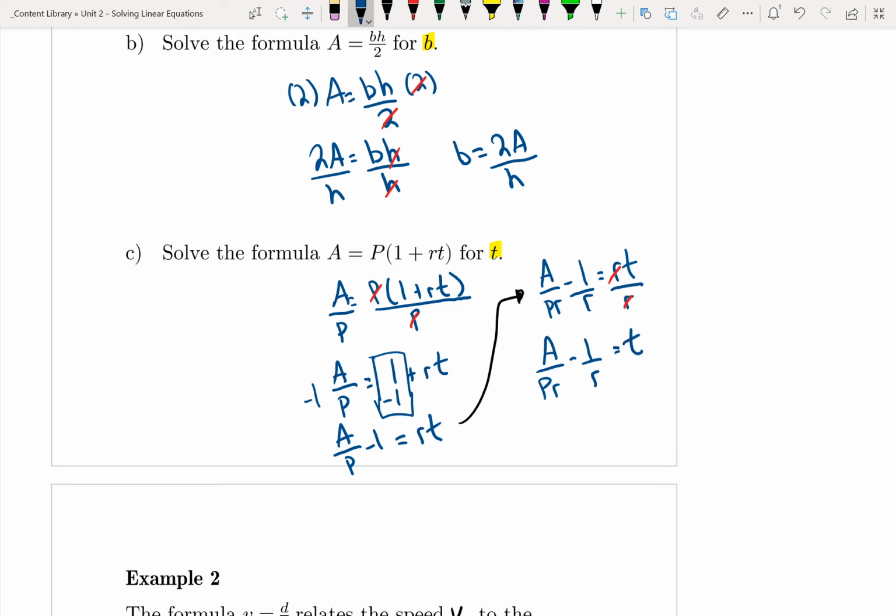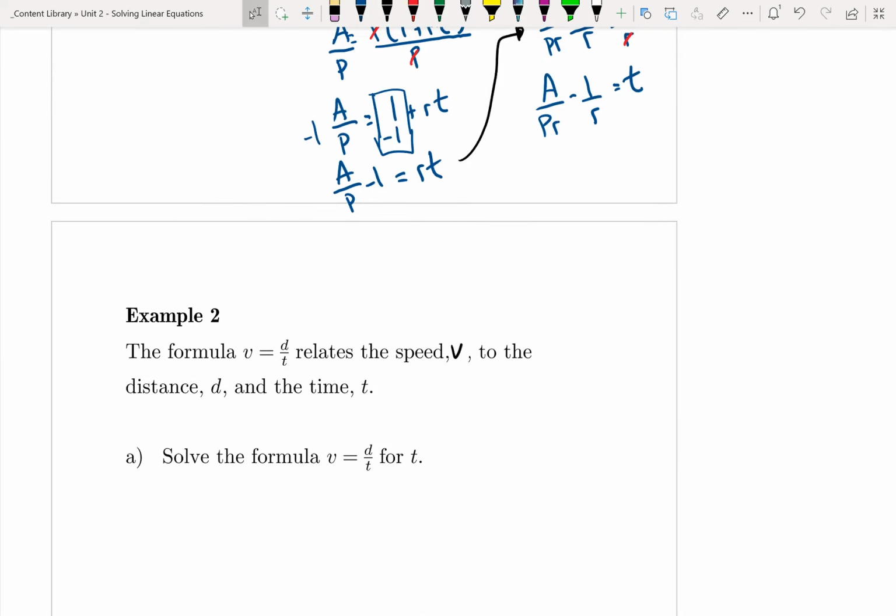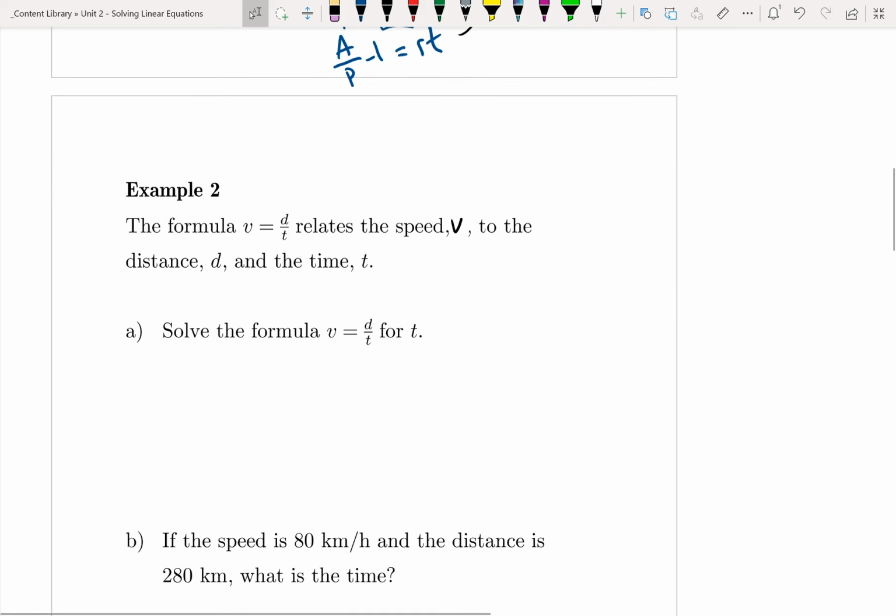So it does look complicated, but again, we've done similar things where we've plugged numbers in. The reason that we do something like this is that it may be easier to come up with a new equation rather than have to plug in every single time and then solve and rearrange. For example, in number 2, the formula V equals D over T relates the speed V to the distance D and the time T. So we want to solve this formula for T. Say we want to come up with a new formula to solve for time rather than plug everything in and then rearrange. So V equals D over T, let's just rewrite that.